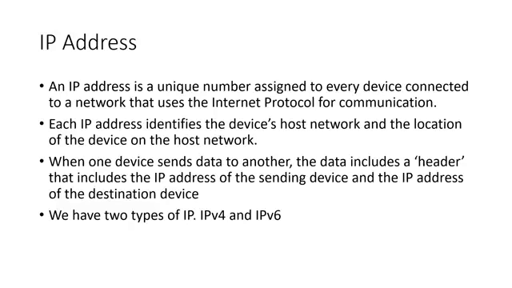When one device sends data to another, the data includes a header that includes the IP address of the sending device and the IP address of the destination device. Just like the phone numbers we use for communication, every device that communicates on a network has an IP address, and it is the IP address that tells where the device is located. So when information is sent, it goes to the location based on the IP address. And there are two main types of IP addresses.